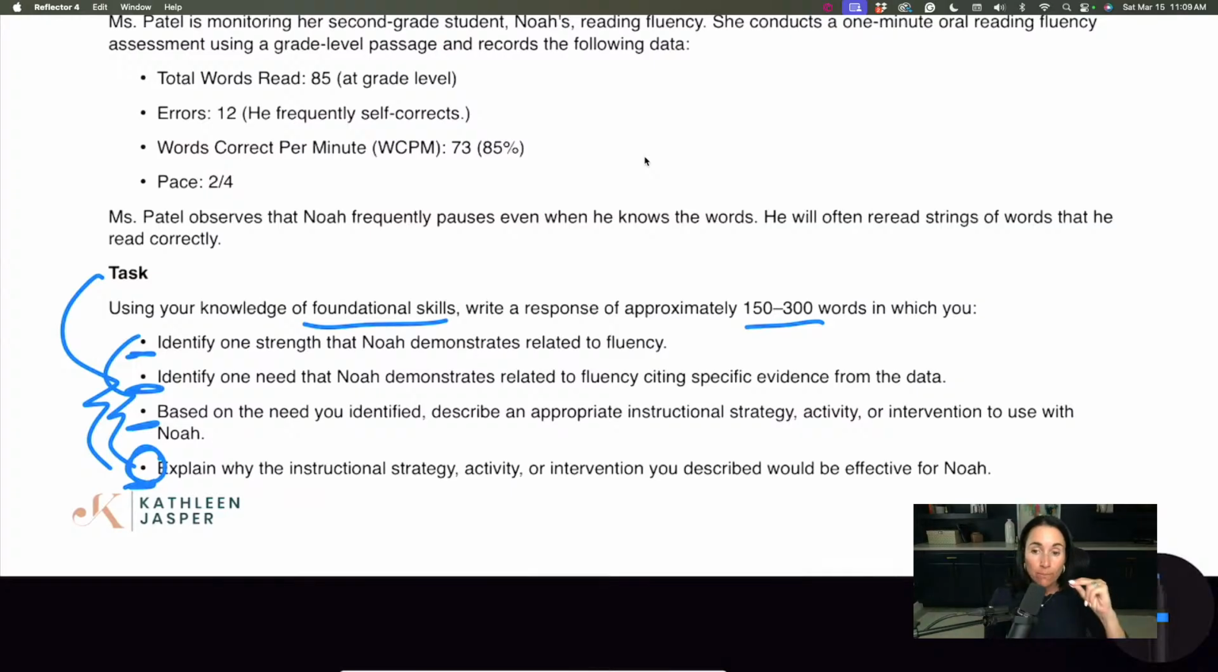Now you can make it 4 paragraphs. I always like to make each bullet its own paragraph because it makes it easy on the grader and it helps you organize your writing.